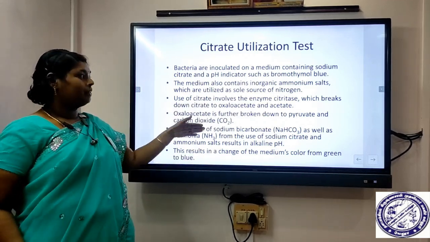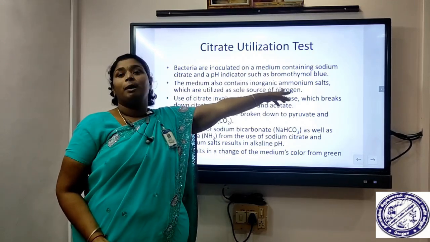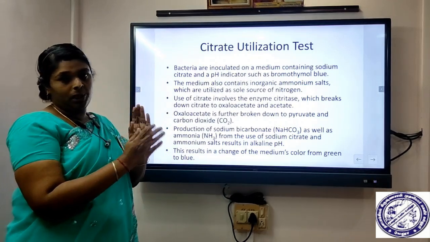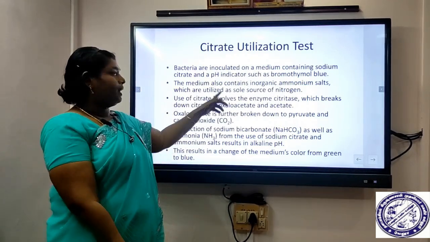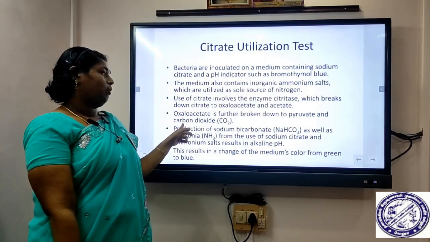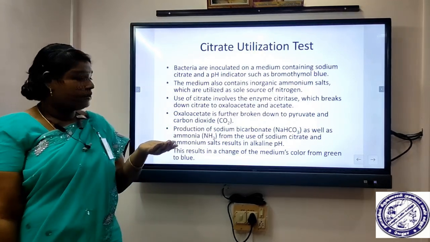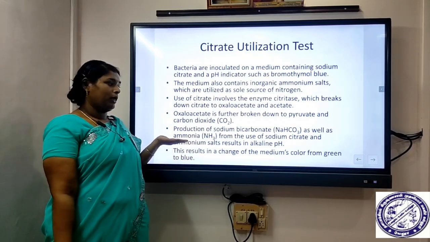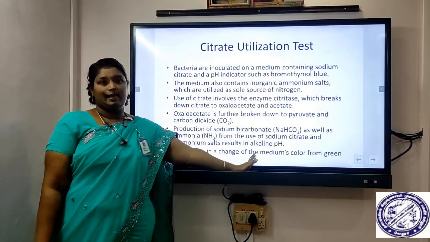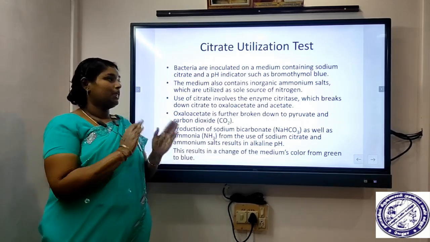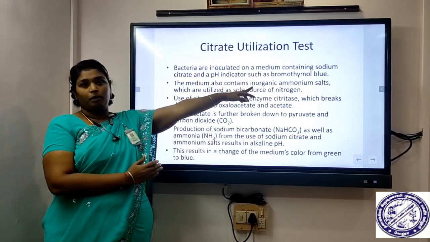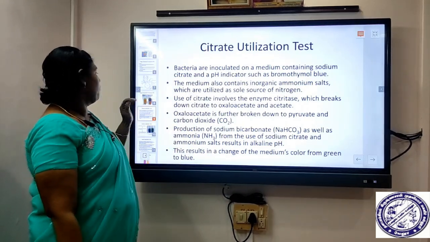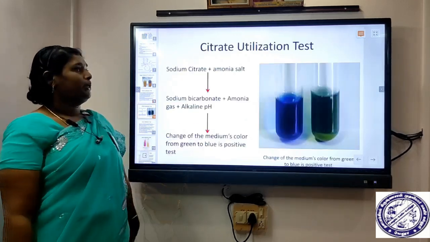That can be detected by the conversion of the color from green to blue. The green color of the medium will be turned into blue color in the presence of pyruvate as well as carbon dioxide, so what has been produced in the medium is nothing but sodium bicarbonate. This sodium bicarbonate and ammonia change the pH to alkaline. That alkaline pH changes the indicator bromothymol blue from green to blue color. So this is the positive reaction for citrate utilization.